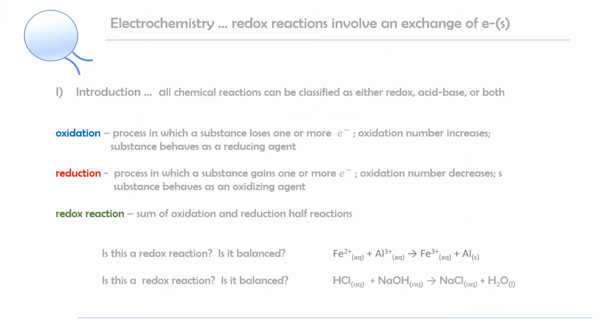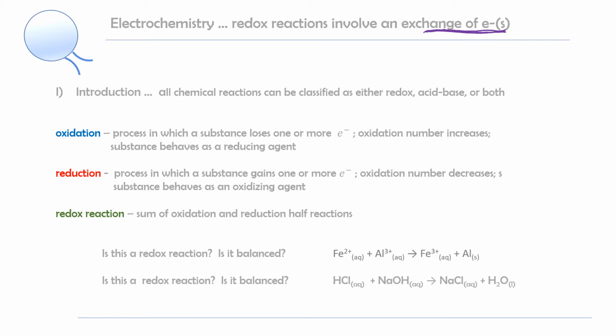Okay, so electrochemistry is basically the study of redox reactions and the apparatus that are used to make measurements of electrical potential that happens when redox reactions occur. So let's get to some basic definitions and understandings of redox reactions. So what is a redox reaction? Okay, it's a reaction that involves an exchange of electrons.